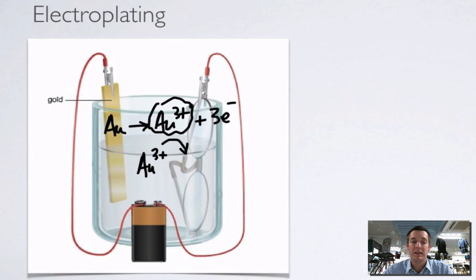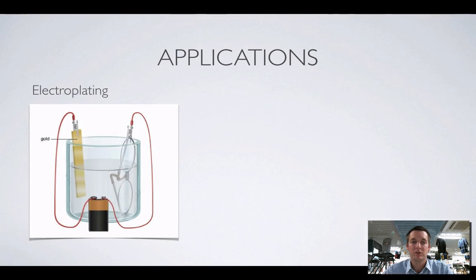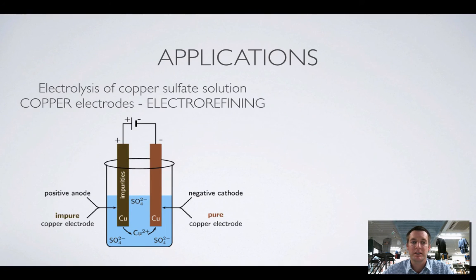So if we want to plate something, we put it into a solution of the ions of the metal we want to plate it in, and we make the other electrode, the electrode where we want oxidation to happen, so that is our anode, or in this case it's going to be the electrode that is not having electrons forced round to it, so it's our positive electrode. We make that out of the metal that we want to plate our other object in. So there's one application, electroplating.